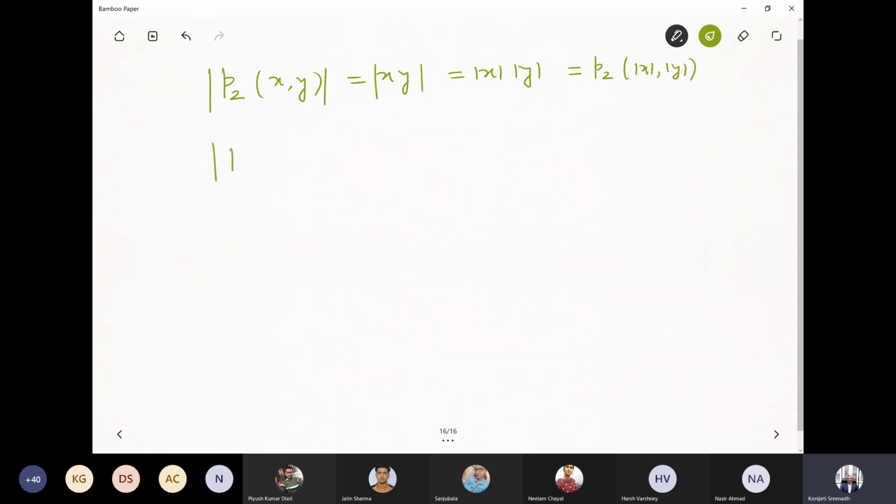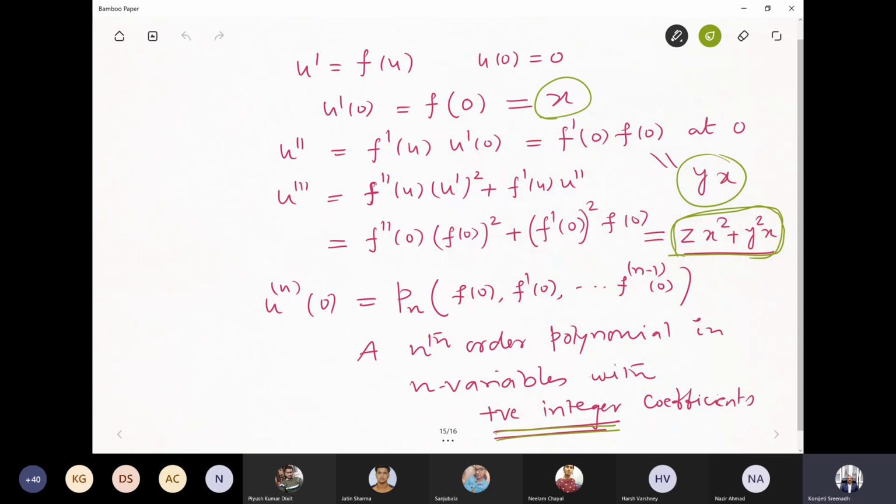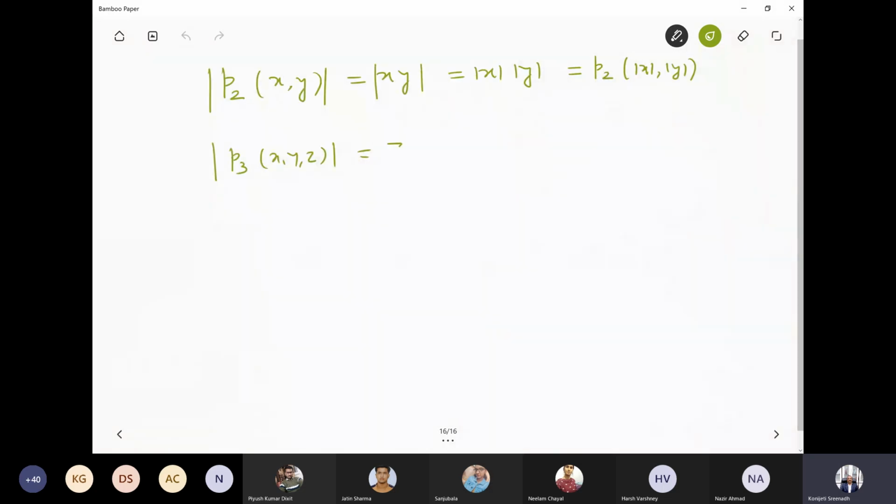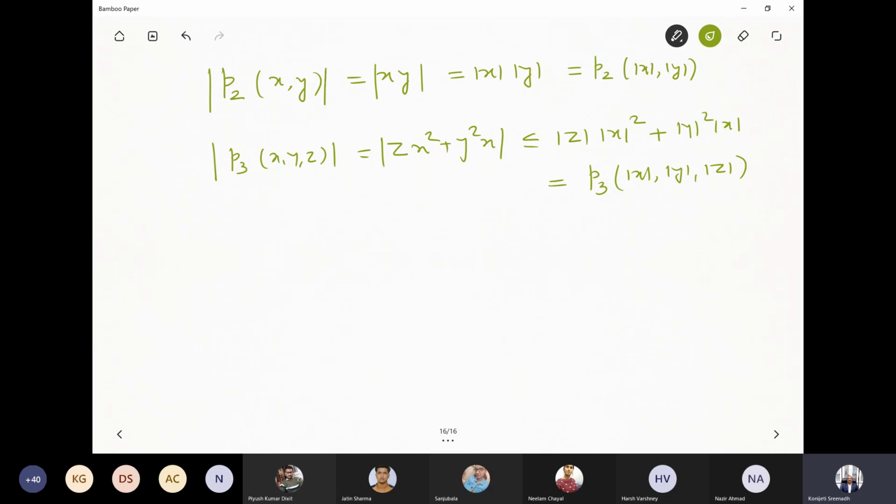Similarly, look at what is P3 of x, y, z. We wrote this as P3 equals z x square plus y square x. So when we take the absolute value, this is going to be less than or equal to mod z into mod x square plus mod y square into mod x. So this is again P3 of mod x, mod y, mod z. This is happening because the coefficients are positive. I'm just taking the modulus inside this polynomial.